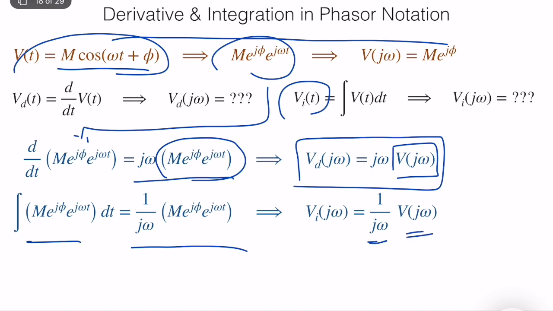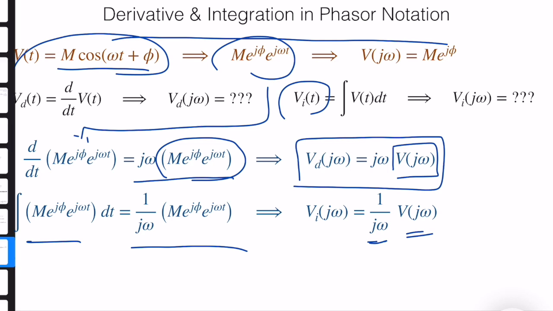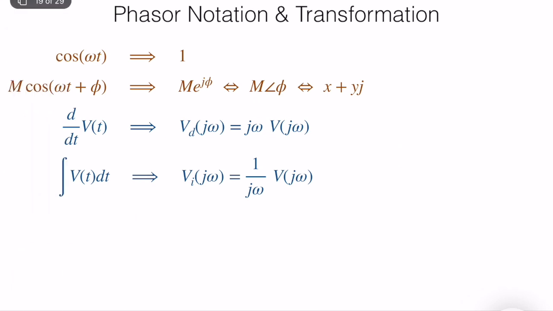It is very nice that derivation and integral, which are deep concepts and computationally hard things to understand and do well in problems, transform into simple multiplication in the phasor domain. So if we obtain all of the notation, this is technically everything that you need.